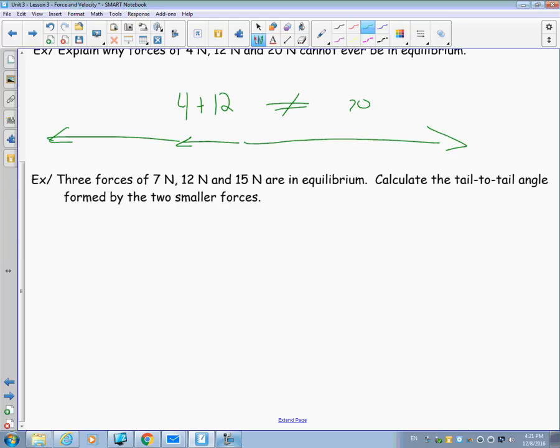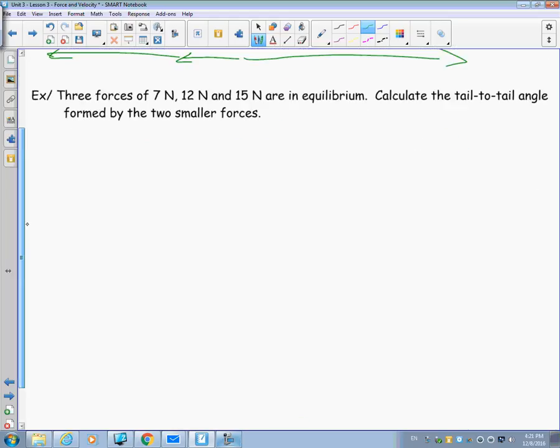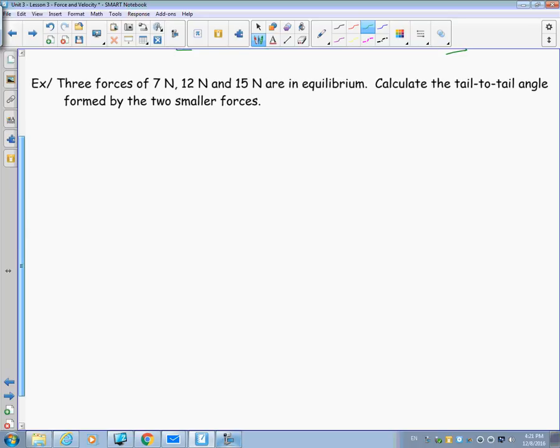So I want to figure out how they can be in equilibrium. What angle do they have to be at? So let's give them a draw here. We got one at 7. We got another one at 12. We don't know what angles they're at. And we know the third one, to balance it out, is 15. So together they make 15.